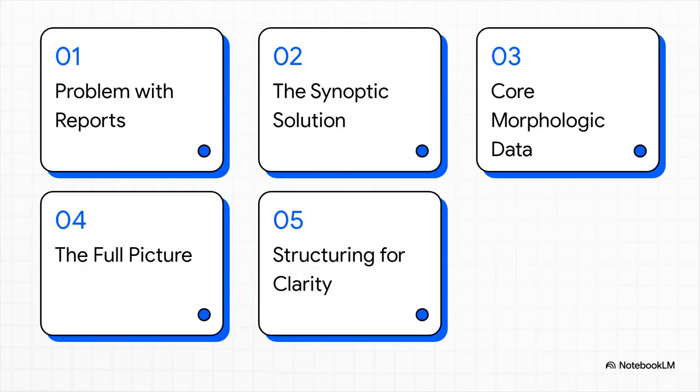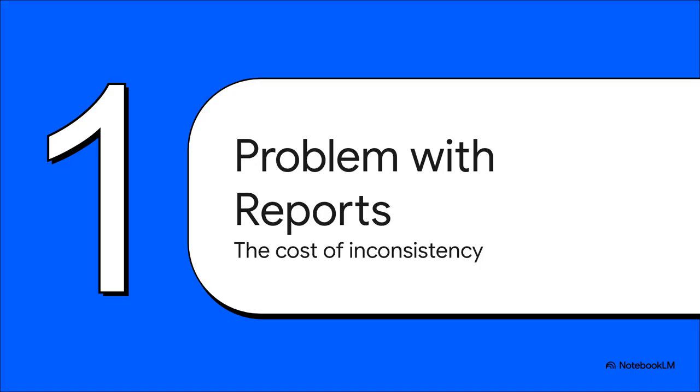So, to really get to the heart of this, here's how we're going to break it down. We'll start with the problem itself, then introduce the synoptic solution. After that, we'll cover the core data every report needs, talk about integrating the full clinical picture, and finally, look at how to structure the report for maximum clarity. Okay, first up, let's really zero in on the problem, the high cost of inconsistency, and how it's a direct threat to managing patients effectively.